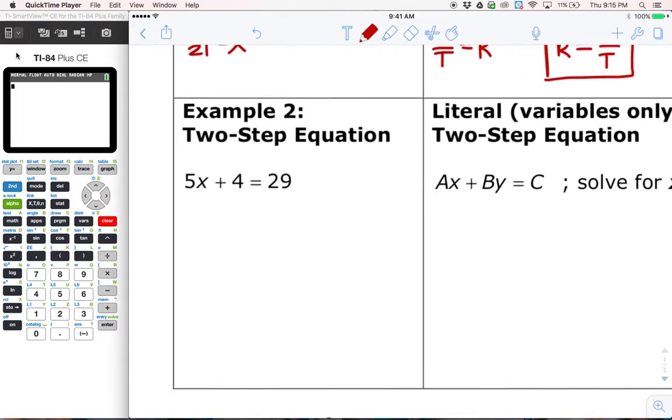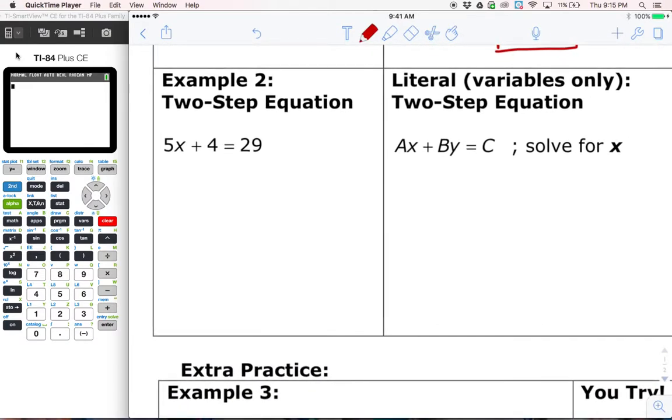All right. Example 2. You guys can see where we're going here in a second. So let's remind ourselves how we solve these things and the reasons why we do them. Okay, we need to get rid of the 4. We want the 4 to go away. And we want the 5 to go away. Right? Those are the items we want to go away because we want x by itself.